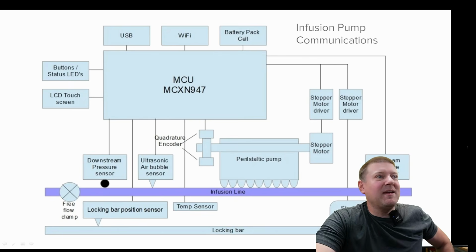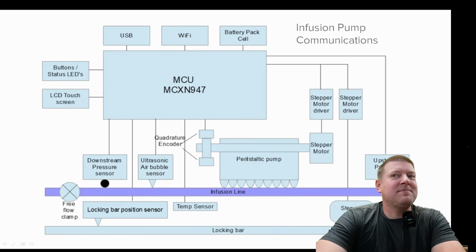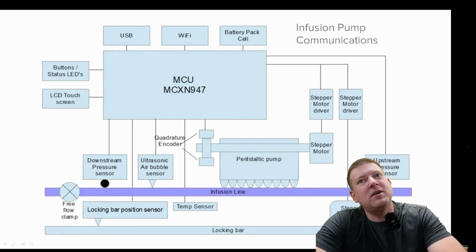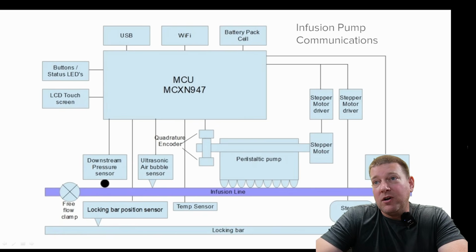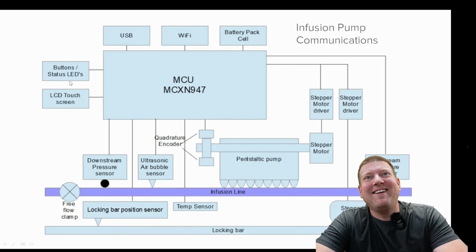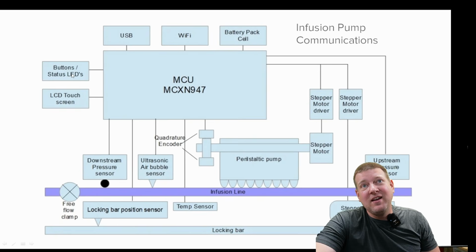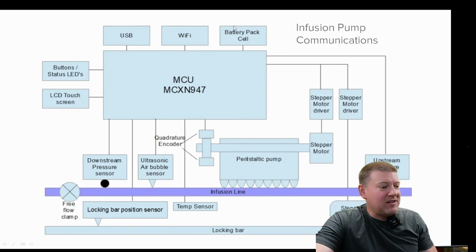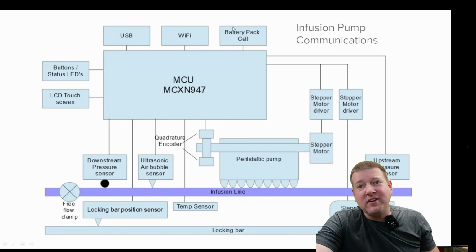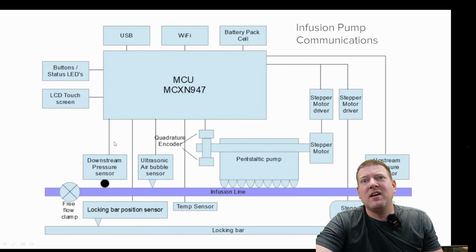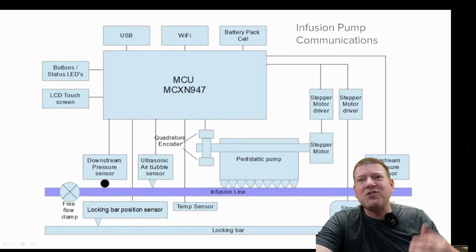This kind of brings it all back to us, guys. I've got right here an upstream pressure sensor. We've got stepper motors, we've got encoders. We've got an LCD touchscreen, buttons, USB, Wi-Fi, battery cells. That's right, batteries are smart. They talk now and they say whether or not they're good, the amount of charges they've had on them. They've got serial numbers now. It's crazy. We've got a downstream pressure sensor, an ultrasonic air bubble detector.